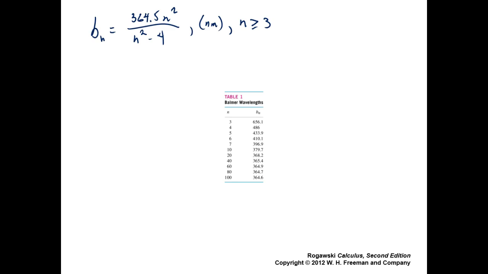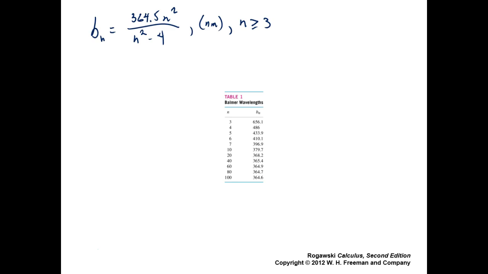So 433.9. Keep on trucking, and they went by 1s up to 7, then they jumped up to 10, then they went to 20, then to 40, then to 60, 80, and 100, and it looks like it's going to be around 364.6 or so. I think you'd have to do a bit more. I would do 1,000 just to see if you're still at 360. Let's do 1,000, see what we get.